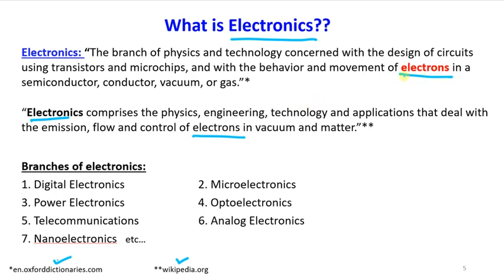It's basically the behavior and movement of electrons, right? You can see almost the same term here as well. Flow and control of electrons. Where? In semiconductor? No, not only in semiconductor, but also through the conductor. Not only through the conductor, even through different gases. Not only the gases, even through the vacuum, right? You can see here: movement or flow of electrons in semiconductor, conductor, vacuum or gas. Fine.